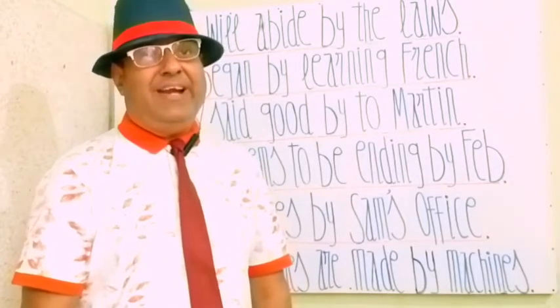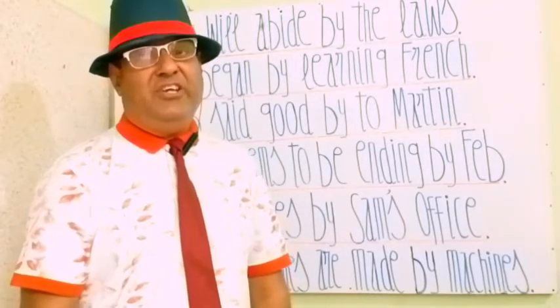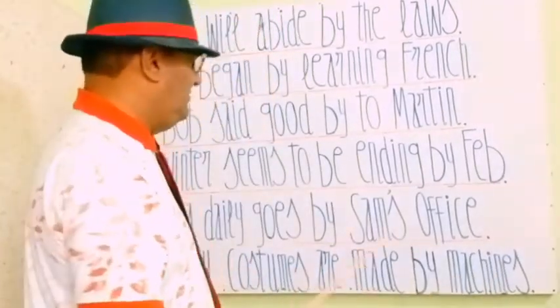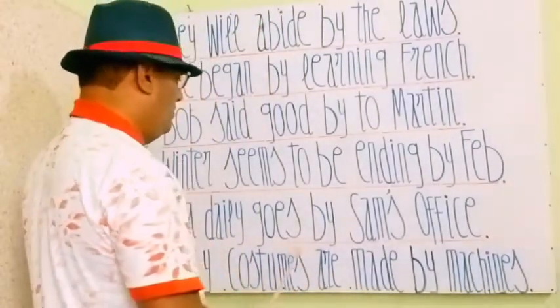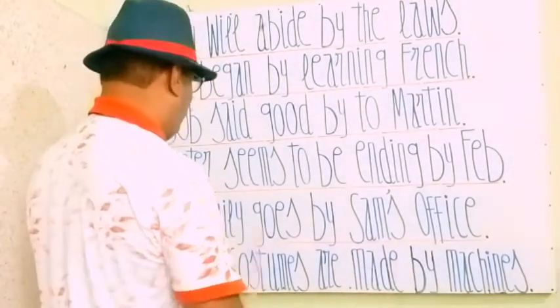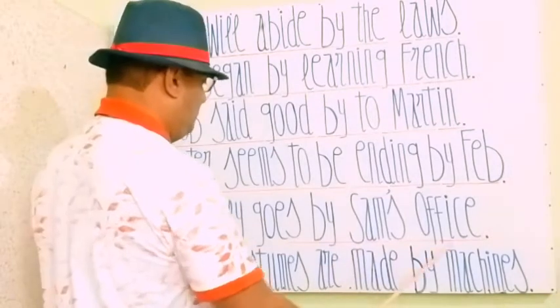Winter seems to be ending by February. Let's see the next phrase. Next one is, Lena daily goes by Sam's office.